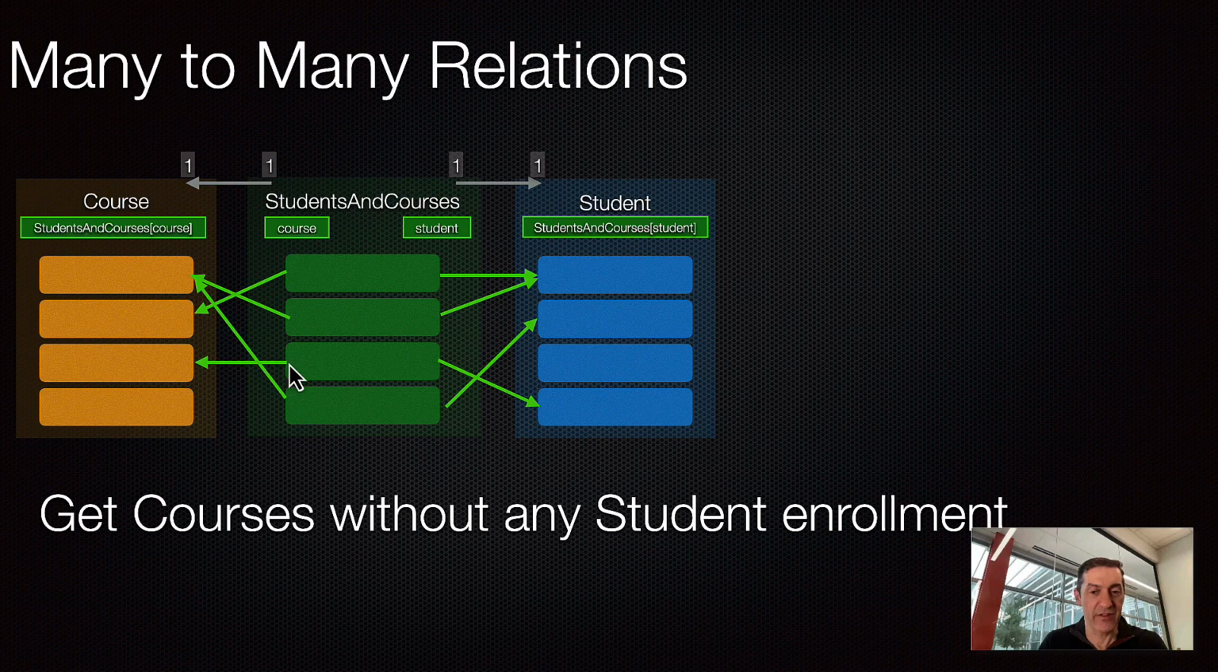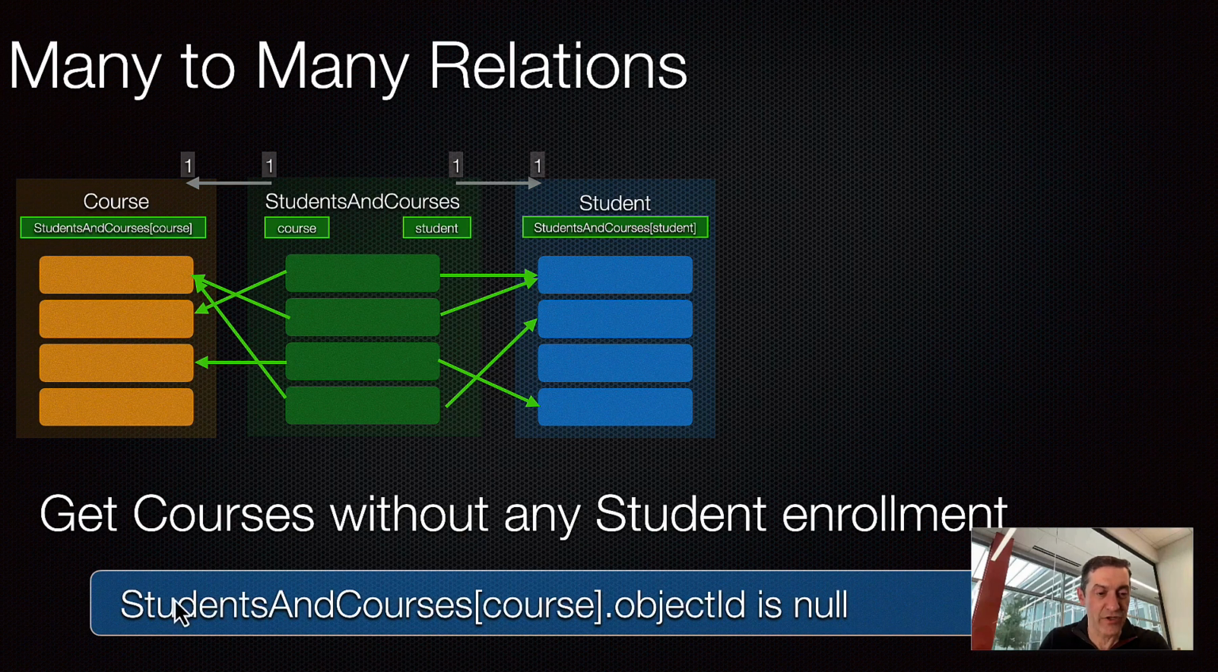Okay. And the way this would work is we say students and courses, course, this pseudo table, dot object ID is null, meaning give me all the objects that do not have an incoming relationship. And that will give us all the courses that have no students assigned to them. Basically, there are no records in the intermediate table.